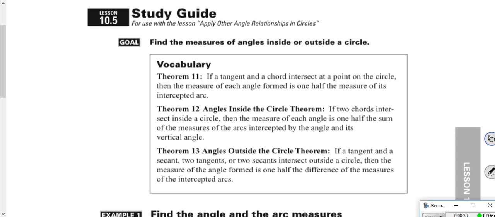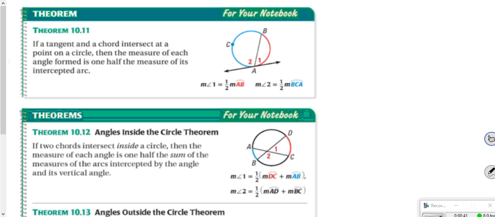So I actually went into our textbook and added a page here to our study guide notes. So let me get to that. This goes over our theorems a little better, I think. This first one up at the top is Theorem 11. We're just going to look at this one for right now. Theorem 11, or they say 10.11 because it's chapter 10, Theorem 11.